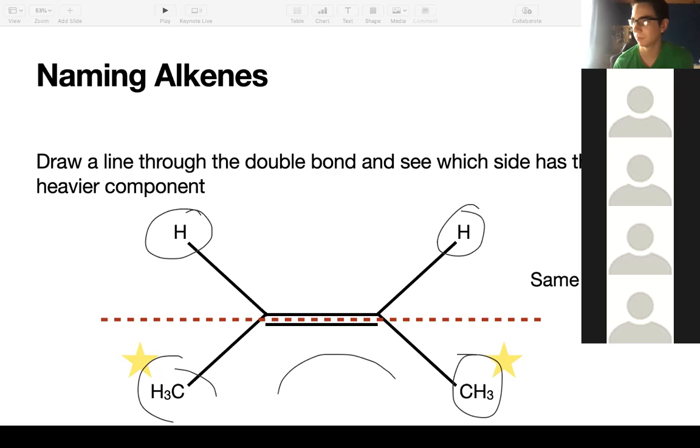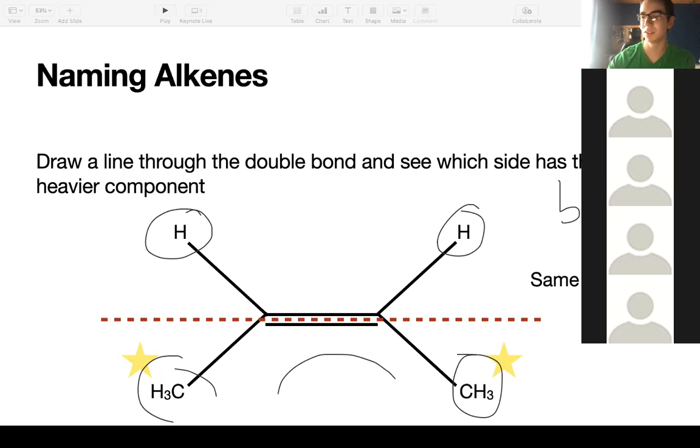Tetra? No, sorry. Am I wrong? No. Damn it. Butane? Oh, butene, sorry. Butene. So we know it's but.